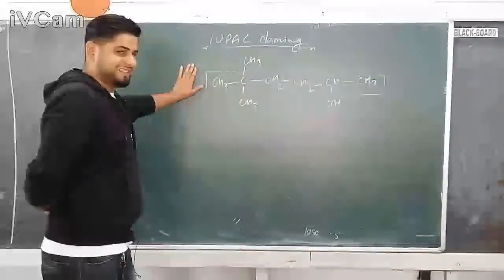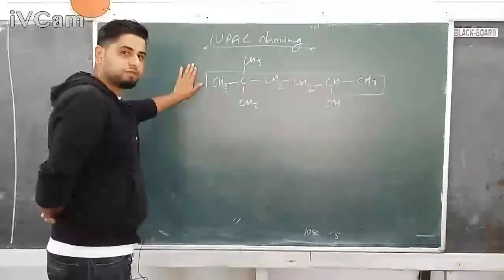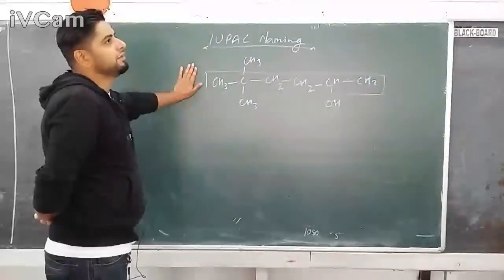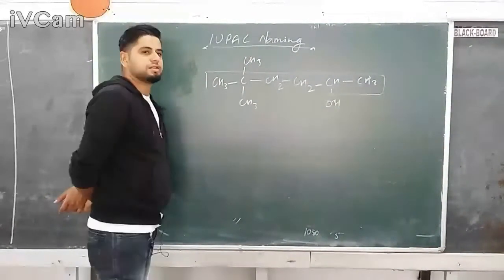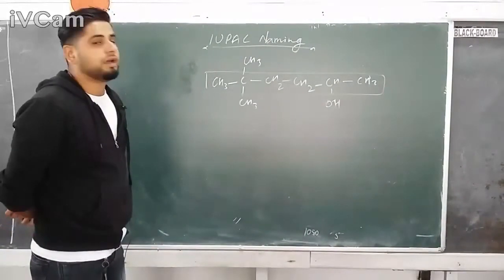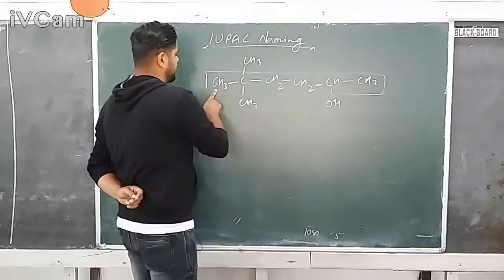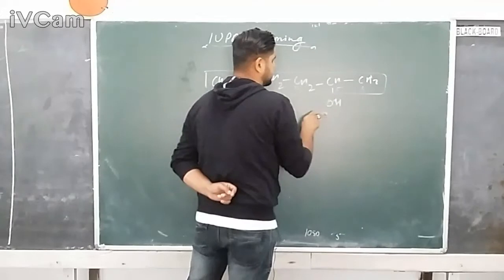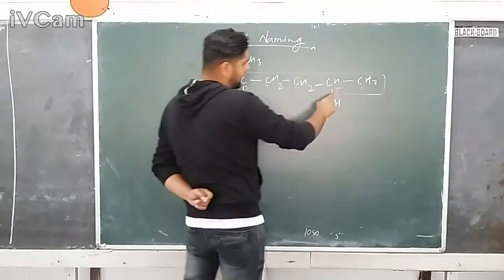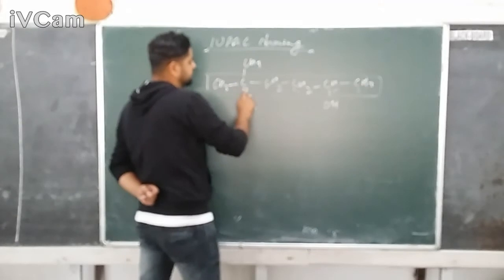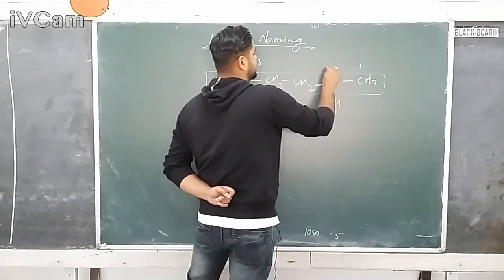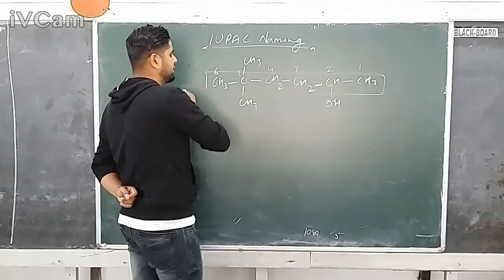In this type of case, if the functional group and substituent groups both are present, then you need to number from the side where you get the lowest number for the functional group. So you need to give the lowest value to the functional group. Suppose if I number 1, 2, 3, 4, 5, 6, the functional group is getting number 5. This is not the correct process. So the correct process is 1, 2, 3, 4, 5, 6 from the other side.